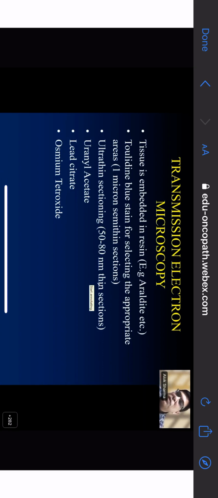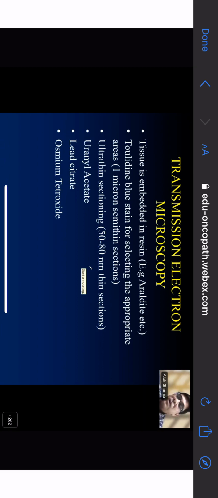So the thickness of the final sections for electron microscopy, the transmission electron microscopy, is only about 50 to 80 nanometers. You can imagine how thin the sections would be, because that is the only way you can actually allow the electrons to transmit through the biopsy specimen. So that is the idea of doing it.